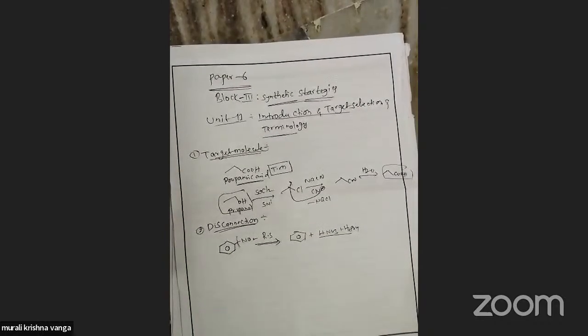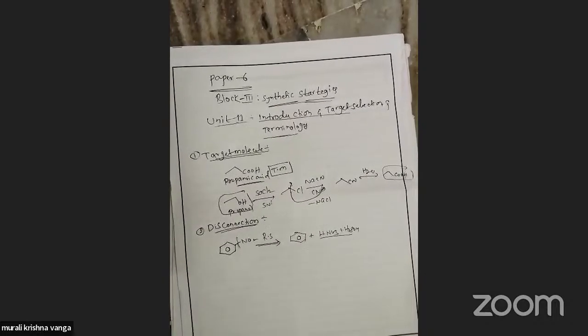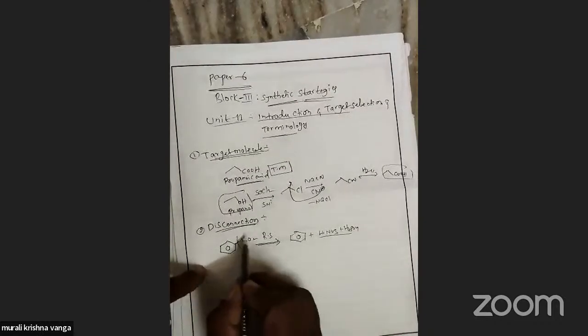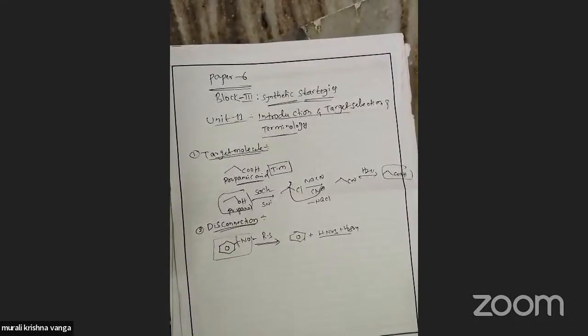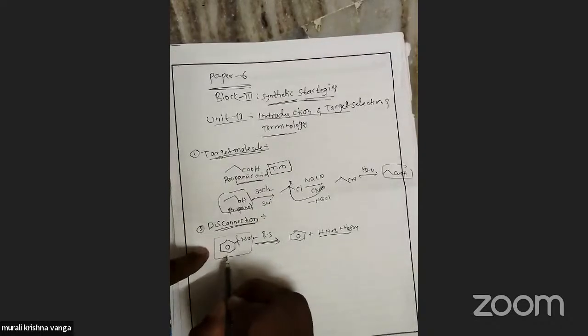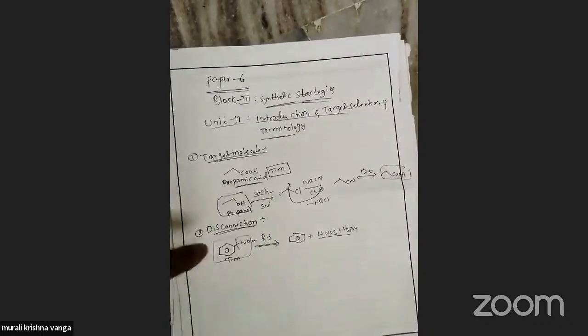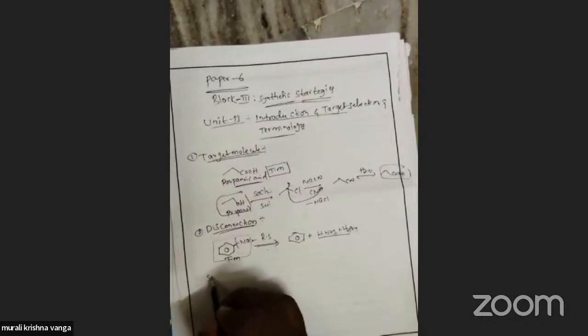So what is the target molecule? The molecule which is synthesized in the laboratory, or which is used in retrosynthesis analysis, is called the target molecule. Here nitrobenzene is the target molecule, TM, which undergoes disconnection, producing benzene, HNO3 and H2SO4. This is retrosynthesis, exactly the reverse of synthesis.